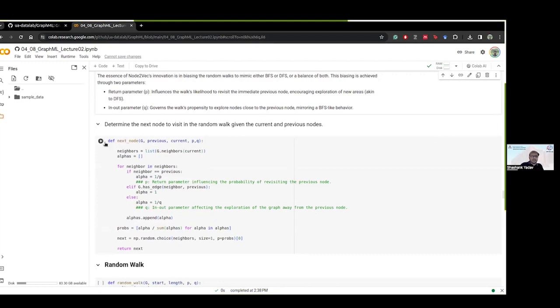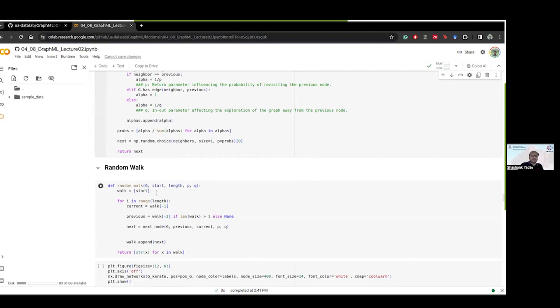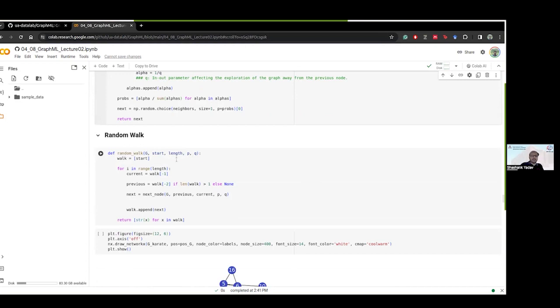Okay, so I have this function next node which works on your graph G. It has a list of nodes which were visited previously, a list of current nodes we can visit, and then P and Q. Based on these parameters, it can judge whether it wants to revisit the previous node or go to a new node, and even if it goes to a new node, whether it wants to do a BFS or a DFS at that node. Our random walk goes in the same way: we define the graph where you want to do a random walk, the start node, the length of the random walk, and parameters P and Q.